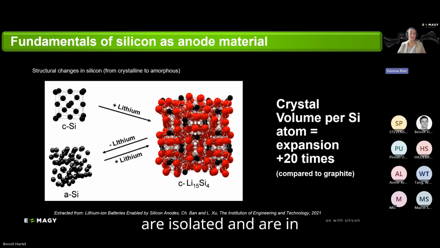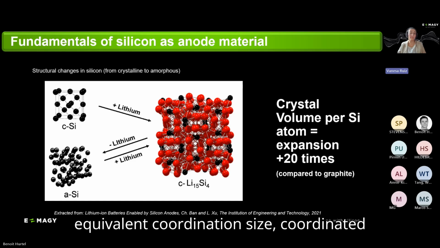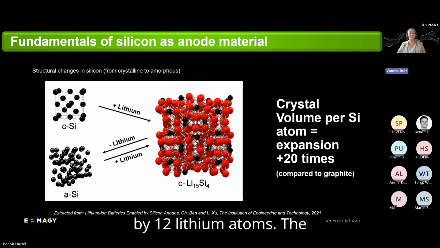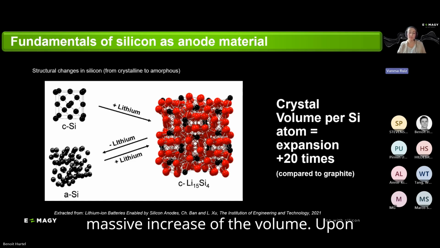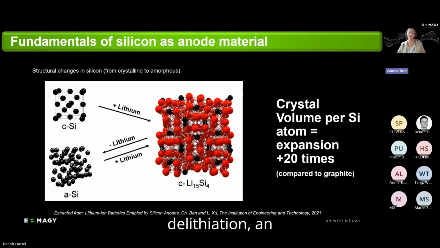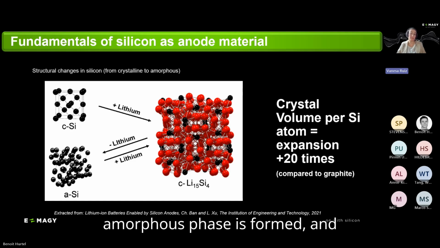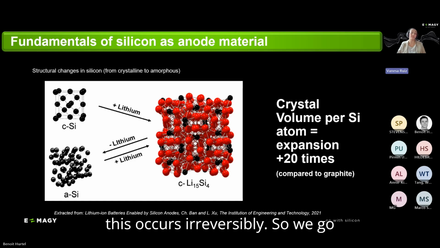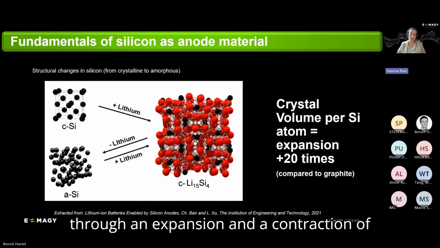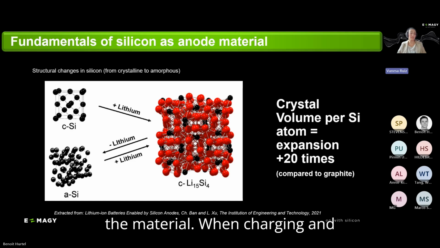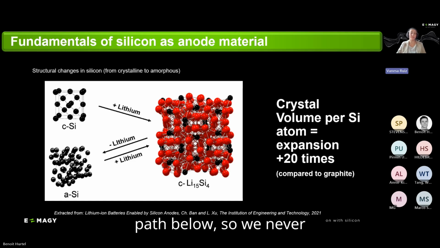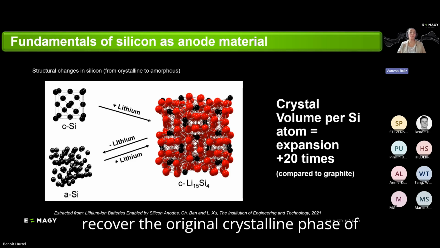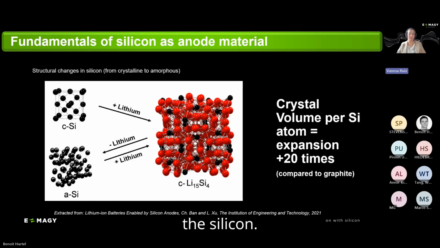All the silicon atoms are isolated and are in equivalent coordination sites, coordinated by 12 lithium atoms. The insertion of lithium, therefore, results in the total destruction of the silicon-silicon bonds and a massive increase of the volume. Upon delithiation, the amorphous phase is formed, and this occurs irreversibly. So we go through an expansion and a contraction of the material. When charging and discharging the battery, we follow the path below, so we never recover the original crystalline phase of the silicon.